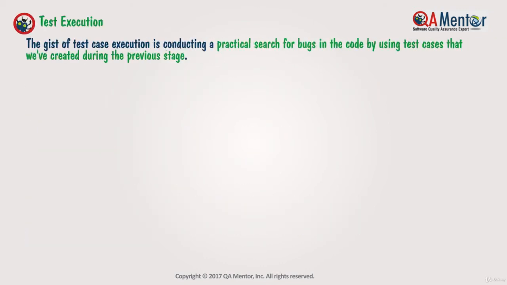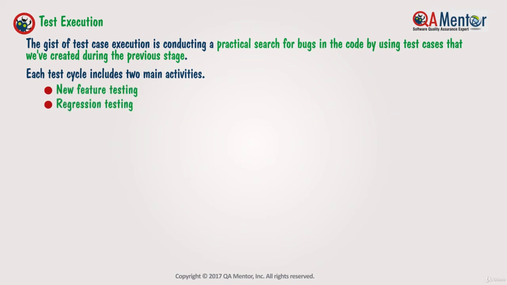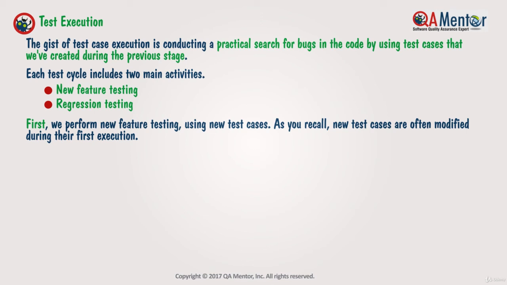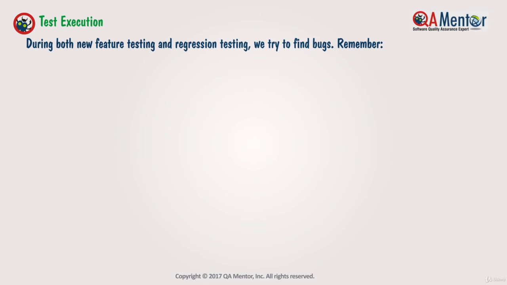Test execution. The gist of test case execution is conducting a practical search for bugs in the code by using test cases that we've created during the previous stage. Each test cycle includes two main activities: new feature testing and regression testing. First, we perform new feature testing using new test cases. As you recall, new test cases are often modified during their first execution. Second, we perform regression testing using old test cases.